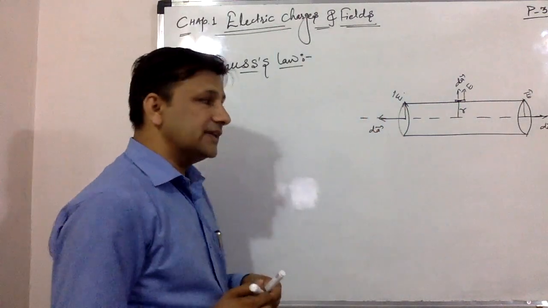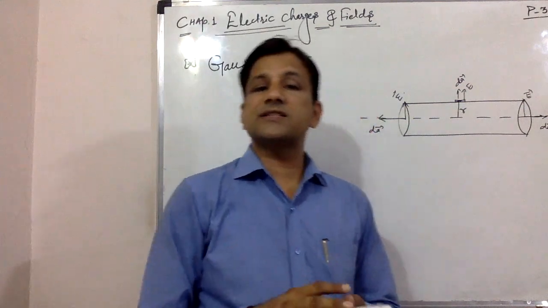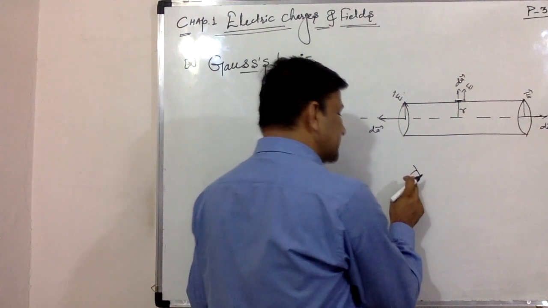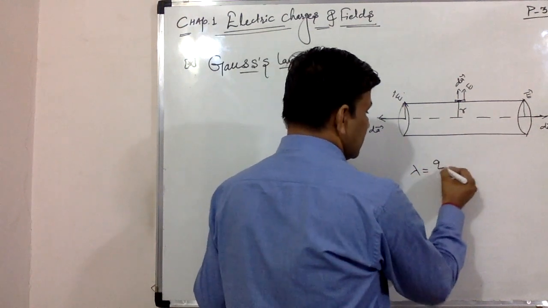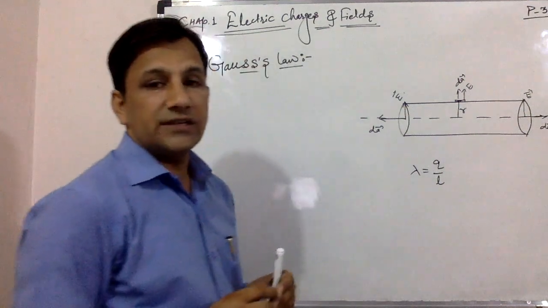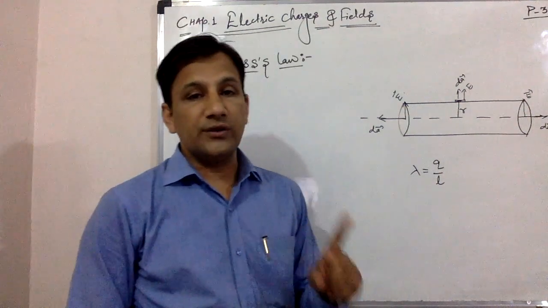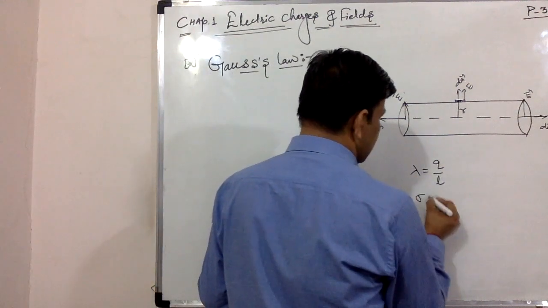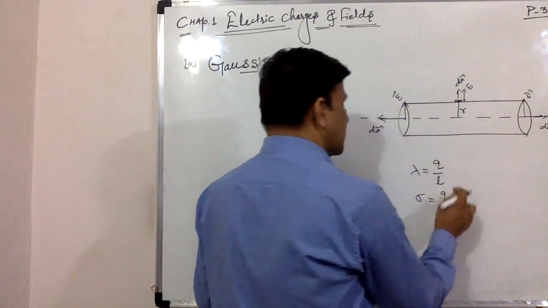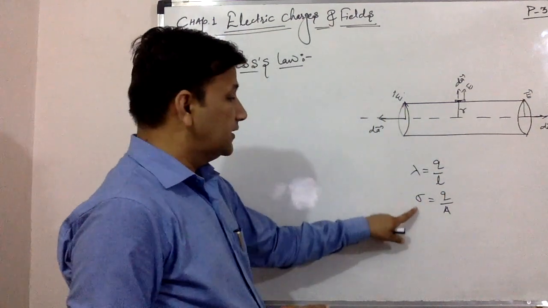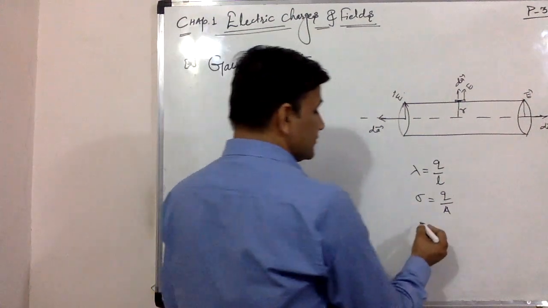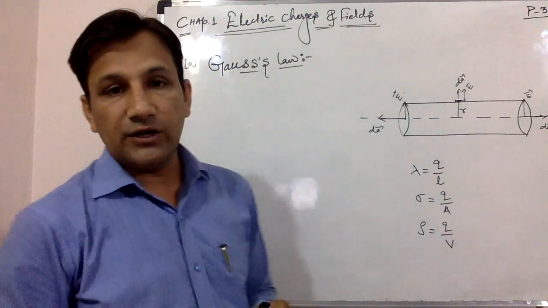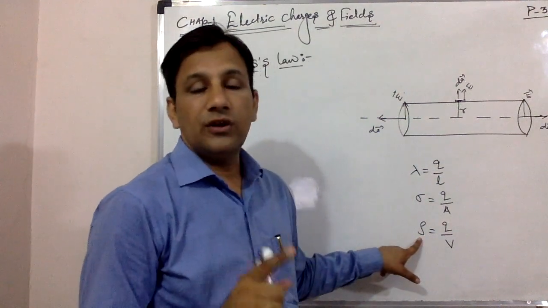Now the linear charge density. Whenever we use these applications, remember three things. That is the linear charge density: lambda is equal to Q by L. Charge per unit length is known as the linear charge density. Area charge density, that is sigma, is equal to Q by A. Charge per unit area is known as the area charge density. Volume charge density, that is rho, is Q by V. Charge per unit volume is the volume charge density.